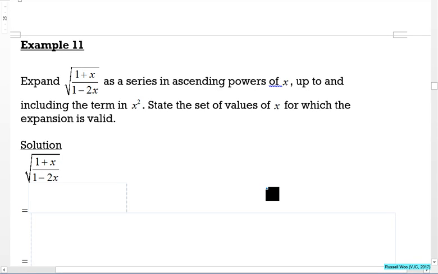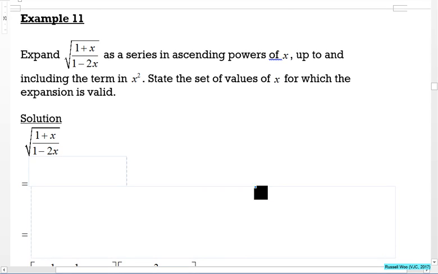Okay, example 11. Expand this as a series of ascending powers of x up to and including the term x squared. Now, can we take note of this? Okay, wake up those of us who are. Yes, thank you. Very good. Okay. Now, look. You have this.